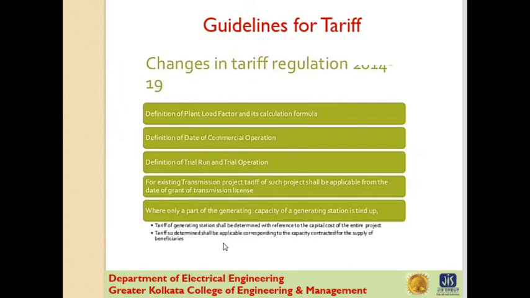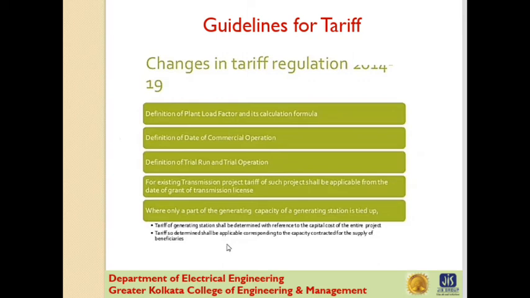Definition of plant load factor and its calculation formula. Definition of date of commercial operation. Definition of trial run and trial operation. For existing transmission project, tariff of such project shall be applicable from the date of grant of transmission license.